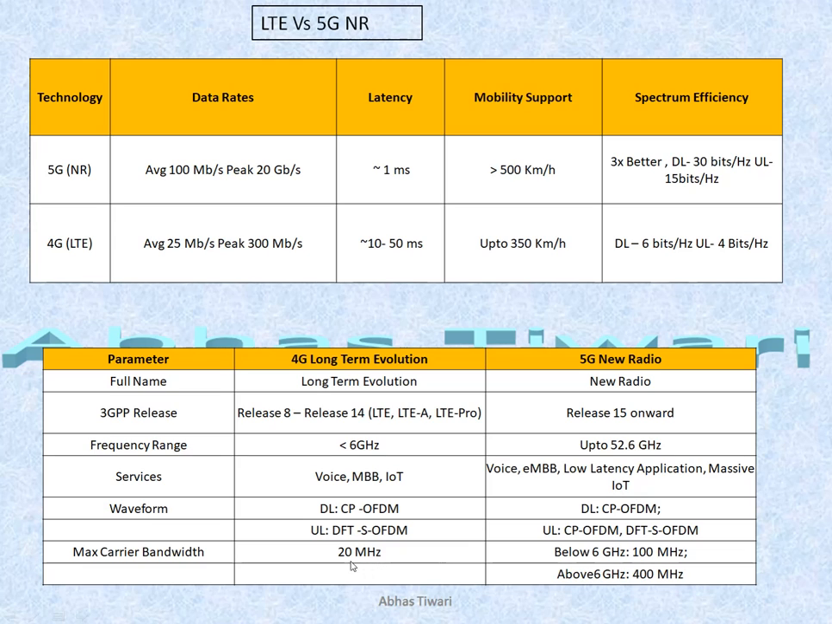Carrier bandwidth, as we all know, 20 megahertz is supported in 4G, but in 5G below 6 gigahertz, 100 megahertz is supported, and above 6 gigahertz, 400 megahertz is also supported. Here also comes the concept of mm wave, that is millimeter wave, the range of which is 30 gigahertz to 300 gigahertz, which was not earlier present in 4G.